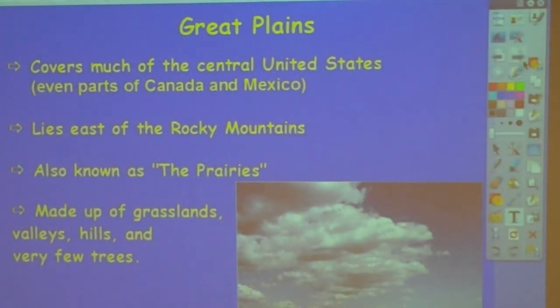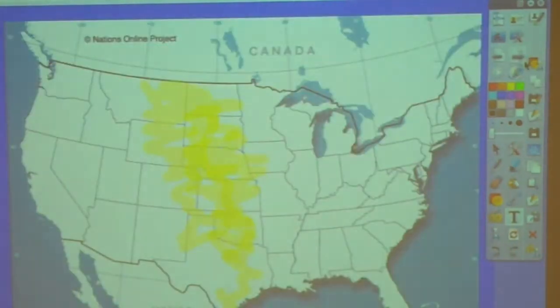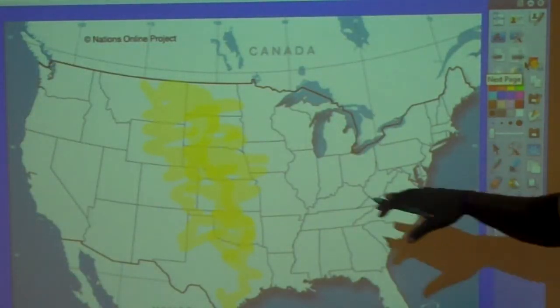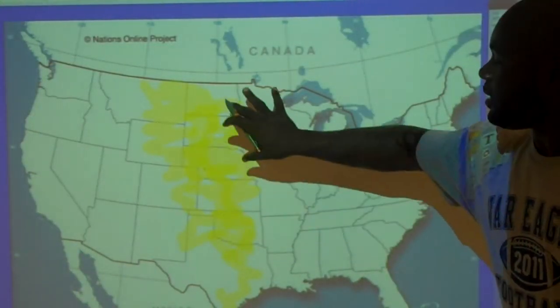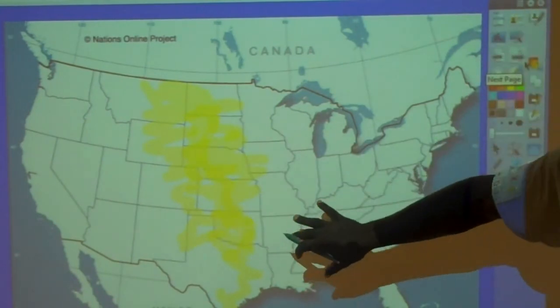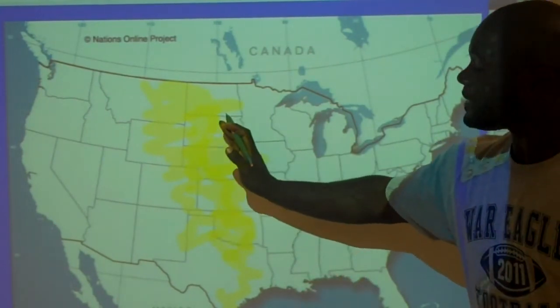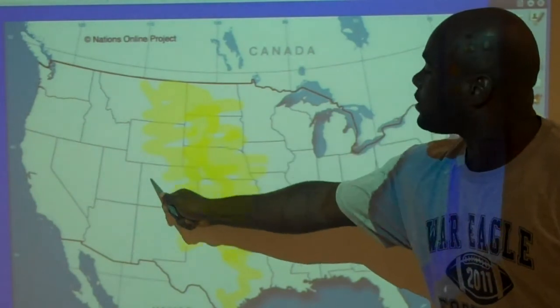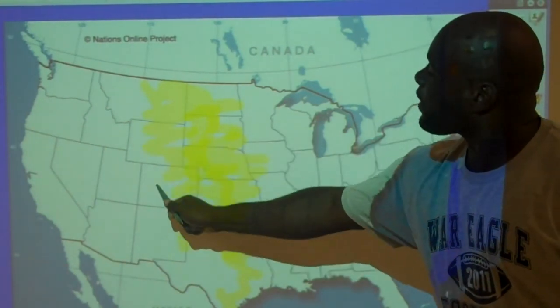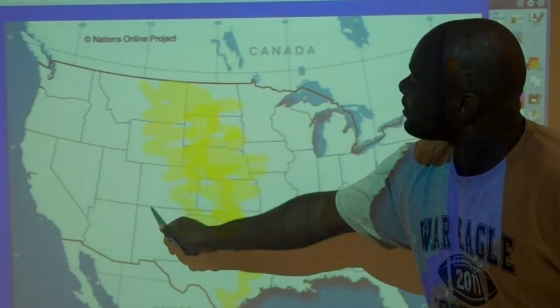Our next vocabulary word is the Great Plains. The Great Plains is the great expanse of prairie and steppe east of the Rocky Mountains in the United States and Canada. This is the picture of the Great Plains area. And this Great Plains area lies east of the Rocky Mountains, which is about right along in here.